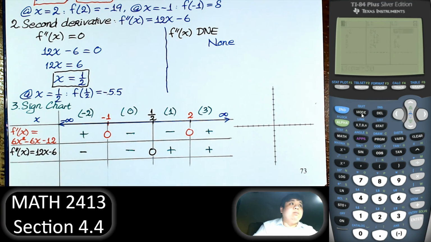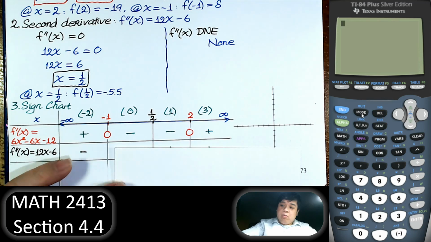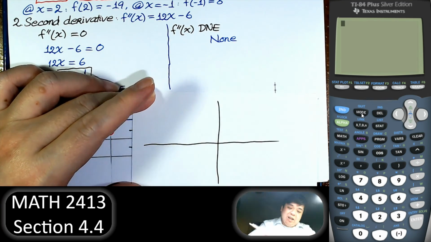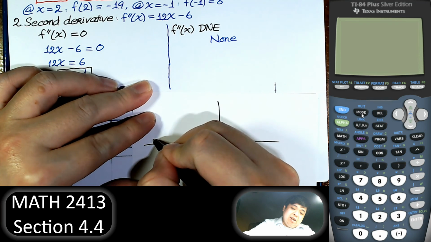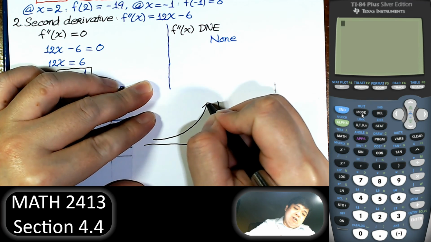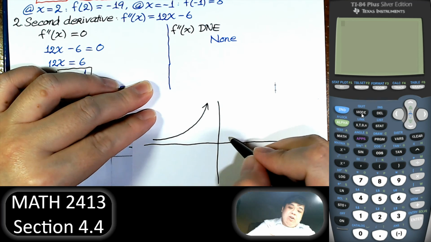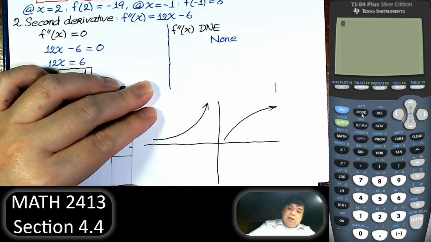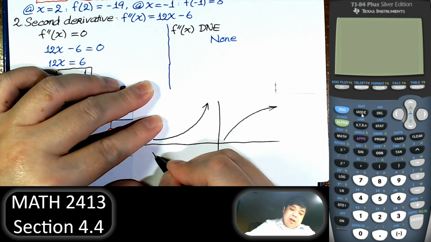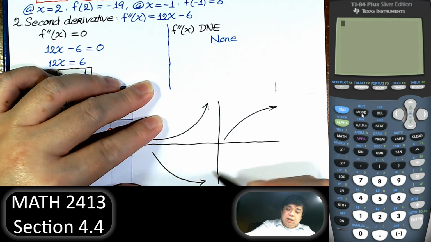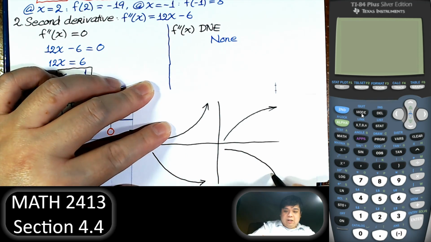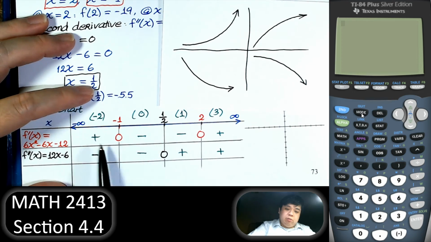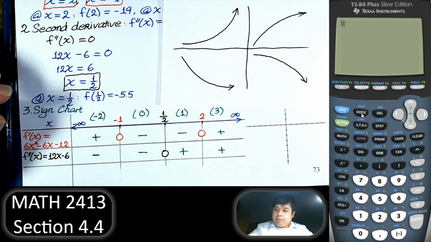Now, in terms of the graph, there are only 4 possibilities. This is increasing and concave up, increasing and concave down, decreasing and concave up, decreasing and concave down. Now we just choose the right one for each of the intervals.